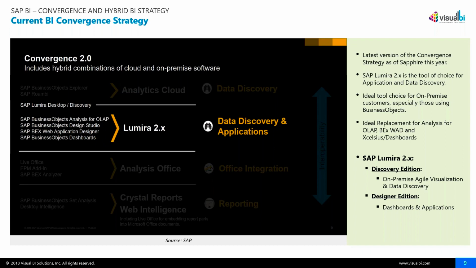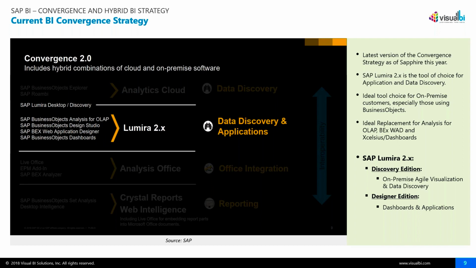And as you can see, the convergence strategy positions SAP Lumira as a tool for both data discovery and for application design. Now, this version of the convergence strategy is as of June this year, and not much has changed since then with respect to the strategy itself. As you can see, SAP Lumira 2.2 is positioned to be a replacement for a lot of the popular legacy BI tools, including BusinessObjects dashboards or Excel sheets, analysis for OLAP, and also for the Web Application Designer.